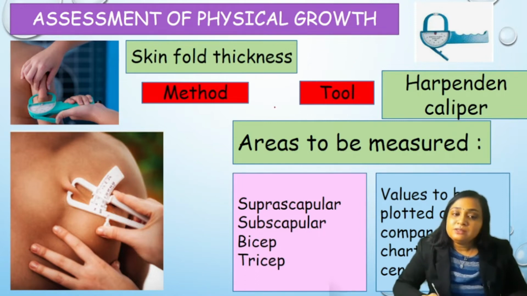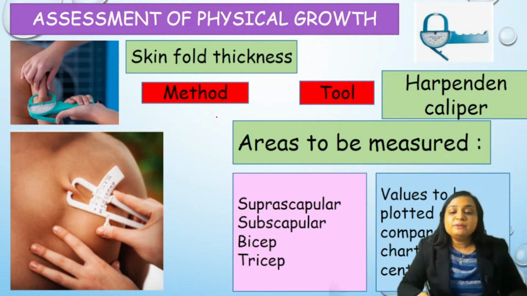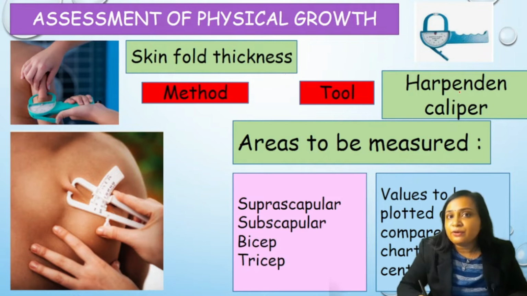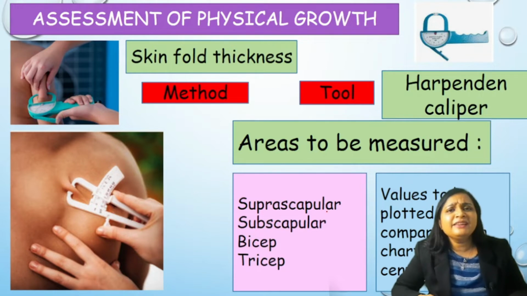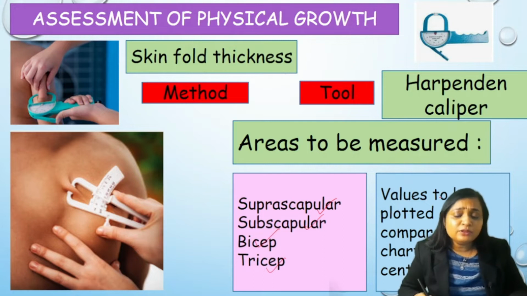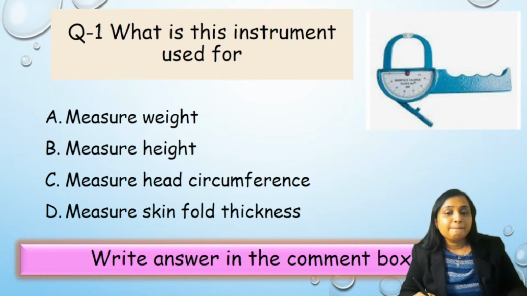The last part was skin fold thickness. How are we going to measure it? What is the tool used for it? It is the Harpenden calipers. We have all seen them in our physiology classes. This is the Harpenden caliper used for the measurement of skin fold. What are the areas which have to be measured? Suprascapular, subscapular, bicep and tricep. And then the values should be plotted, and the chart has to be compared as per the centile.